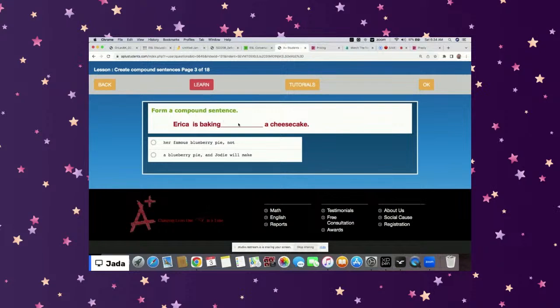Erica is baking dash a cheesecake. So, Erica is baking her famous blueberry pie, not the cheesecake. Or, Erica is baking a blueberry pie and Judy will make a cheesecake. So is it the first or the second for this one?